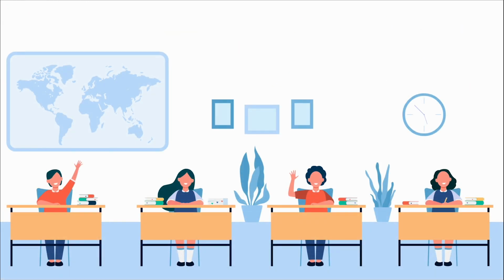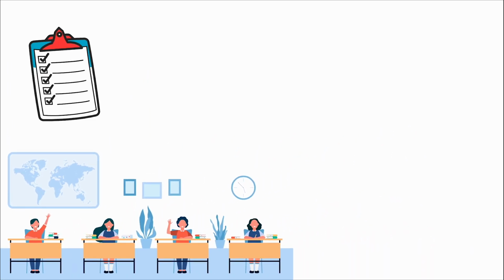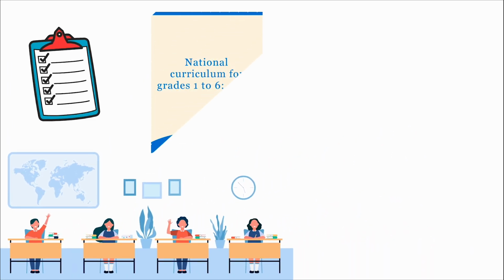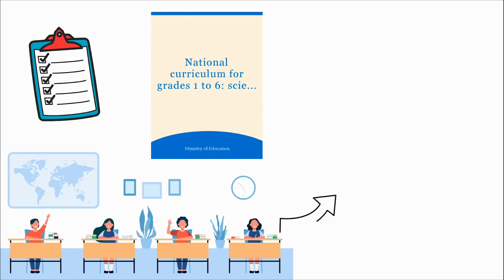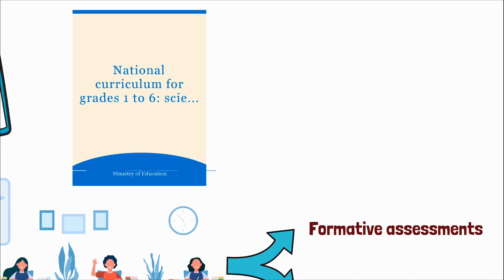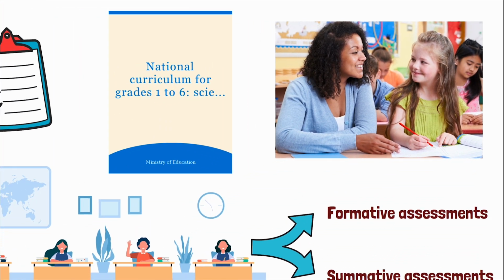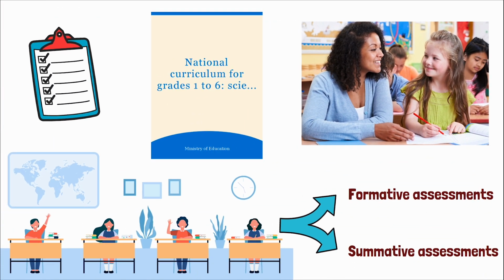In conclusion, effective assessment practices are crucial for ensuring that students achieve the learning goals set out in the natural science curriculum for grades 1 to 6. By using a variety of assessment methods, including formative and summative assessments, teachers can provide ongoing feedback to students, tailor instruction to meet their needs, and evaluate the overall effectiveness of their science programs.